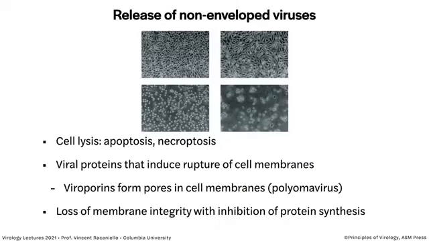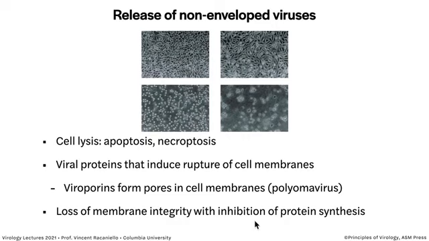What about non-envelope viruses? How do they leave the cell? Well, here's poliovirus. It's killing the cell. It's lysing it. So obviously, lysis is a way for non-envelope viruses to get out of cells. Lysis is caused by apoptosis, by necroptosis, programmed cell death induced by replication. There are also a variety of viral proteins that induce the rupture of cell membranes. They're called viroporins. They make pores, and that's how some viruses get out.